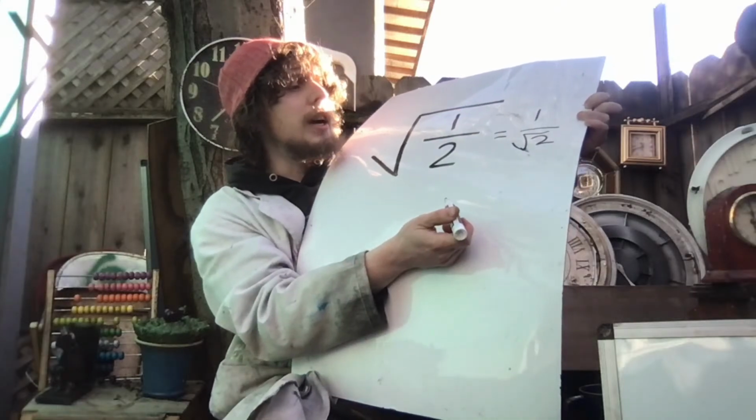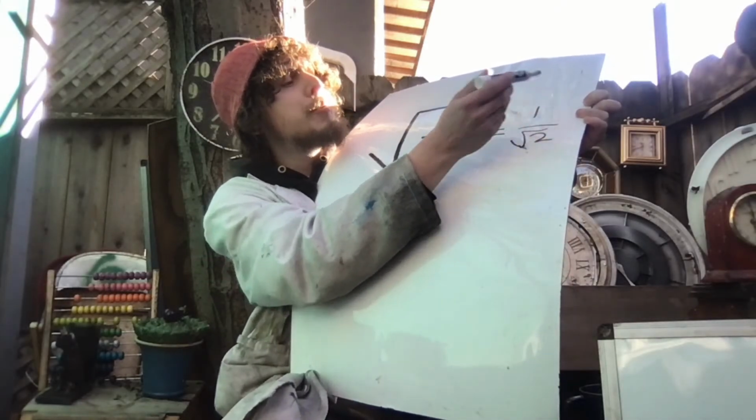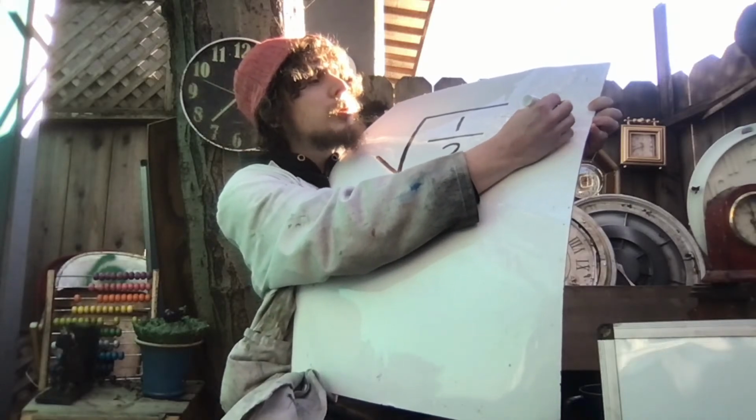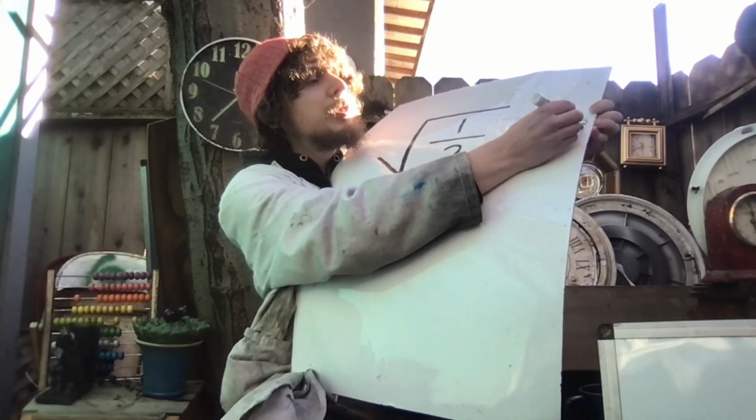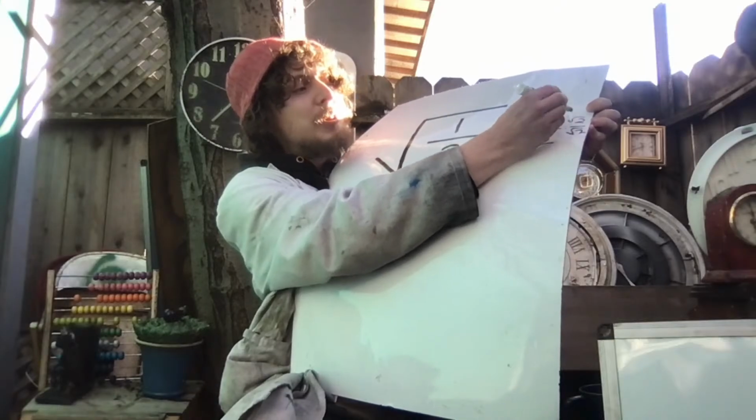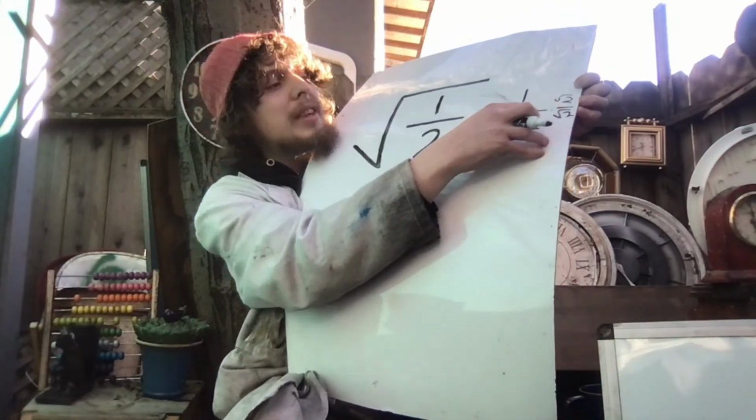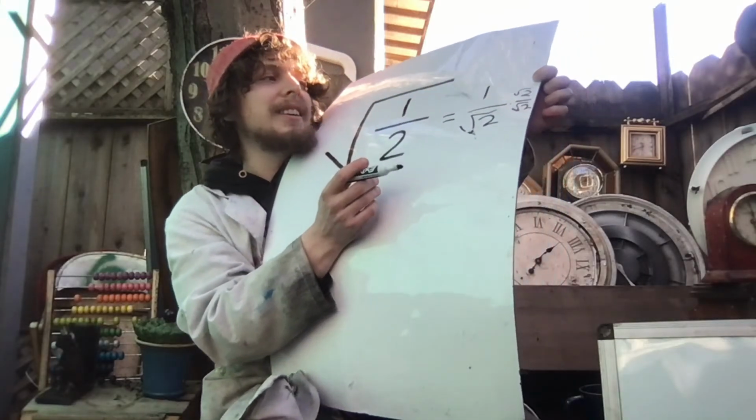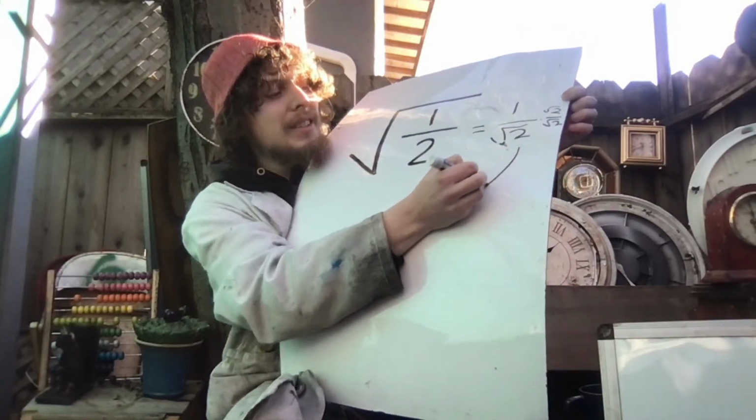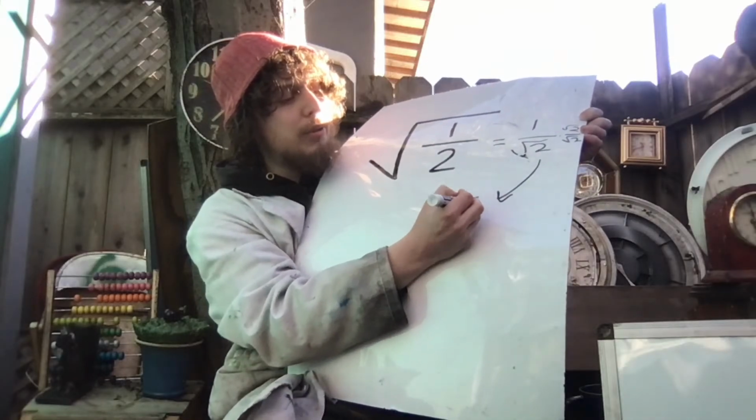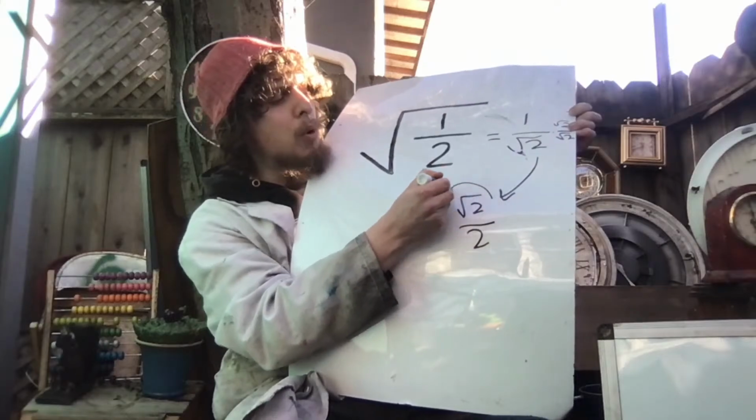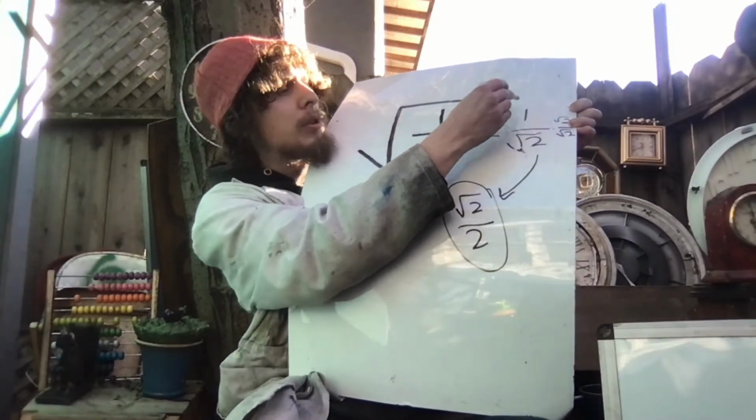The way to rationalize this would be to hit both the bottom and the top with a square root of 2. And we can multiply this by root 2 over root 2, because root 2 over root 2 is 1. So these collide into a 2, and these collide into a square root of 2. So that sends us to square root of 2 over 2, which is a more common way you might see this one written.